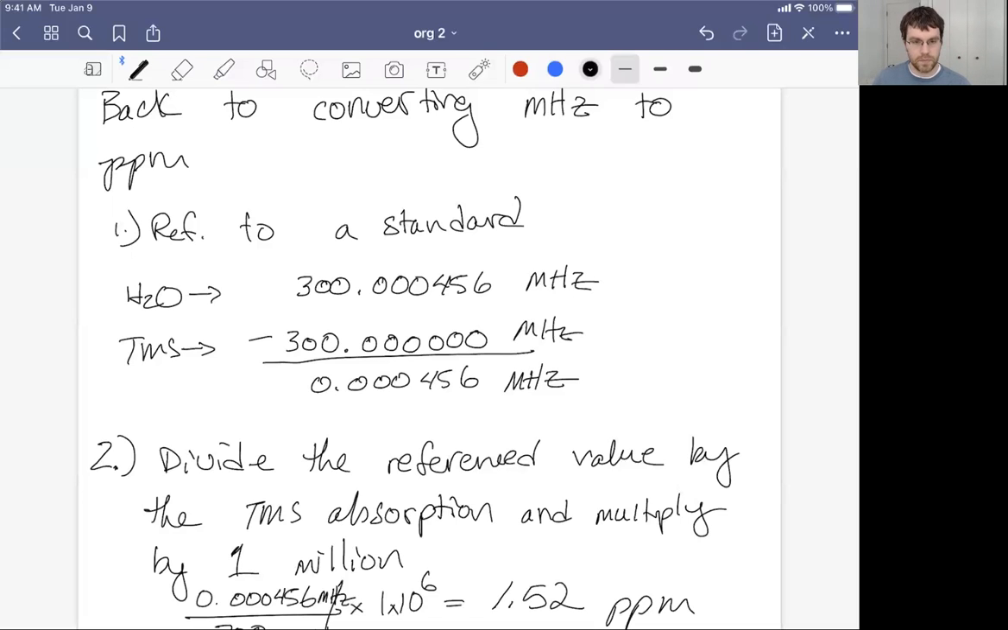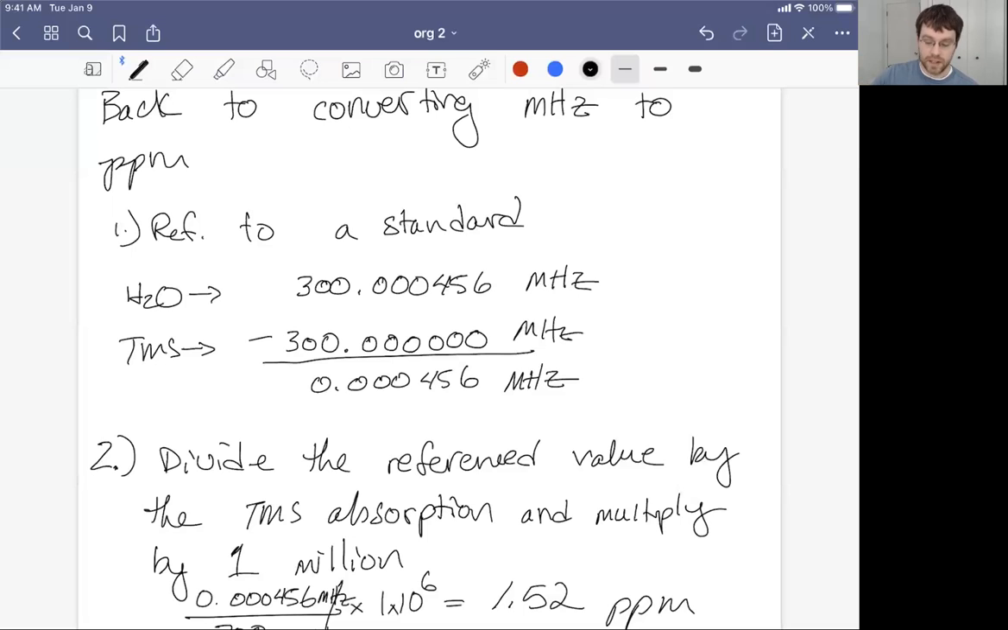to tell us that we multiplied this by 1,000,000. So the point of this is that once we reference this, we get a number that is much more useful to us, much more user-friendly. The number 1.52 is much easier to remember than the number 0.000456. And maybe it's not harder to remember, maybe it's easy to remember 0.000456, but it's a lot easier to say 1.52 than adding a bunch of zeros in front of it.